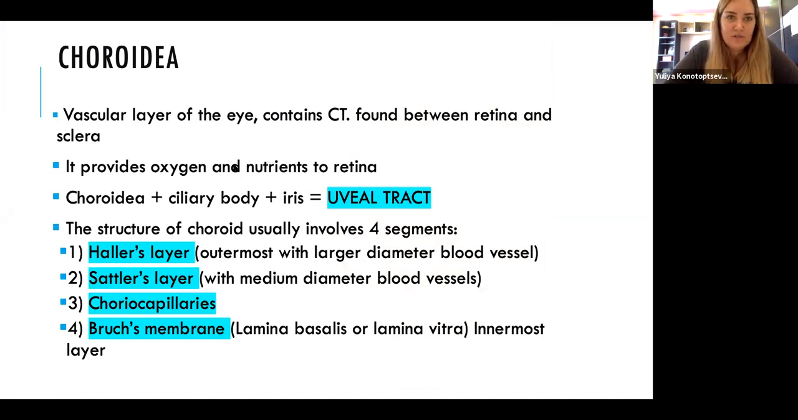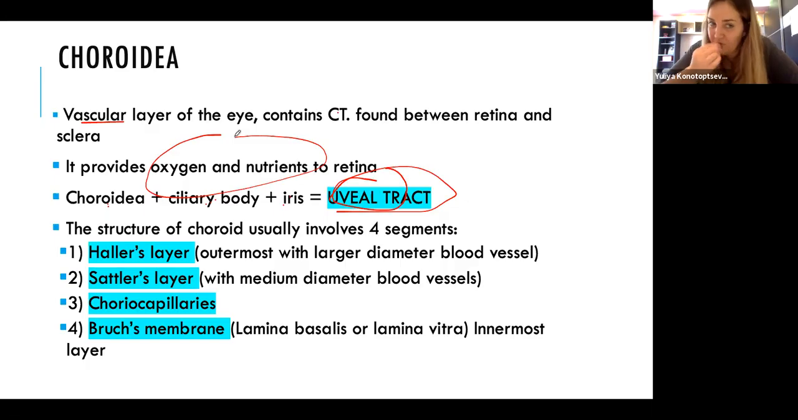Okay, choroid. It's a vascular layer of the eye, contains some connective tissue. It's part of the uveal tract, as I told you, right? So choroid, ciliary body, and iris together make up a structure called the uveal tract. Basically, what the three of them have in common is that they're vascular. Iris has blood vessels, ciliary body has blood vessels, and choroid also has blood vessels. Because they have blood vessels, what is the job? Oxygen and nutrition.